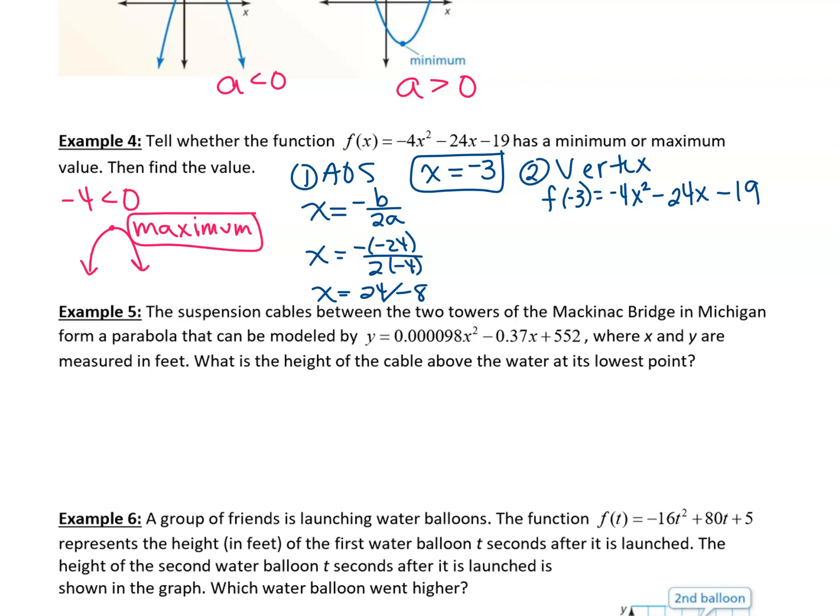So now we're finding the vertex. We're going to take that negative 3 and plug it in everywhere we see an x. We're going to be careful when we square a negative.